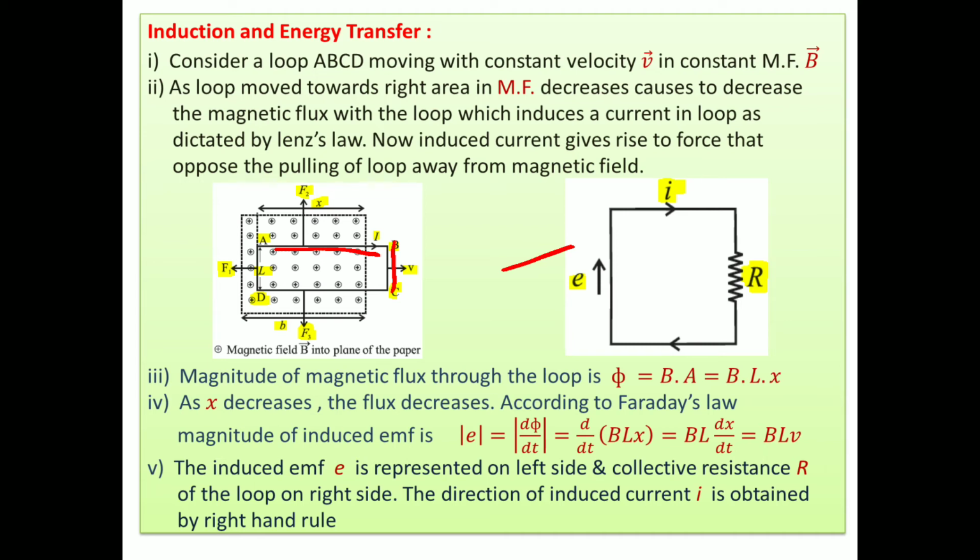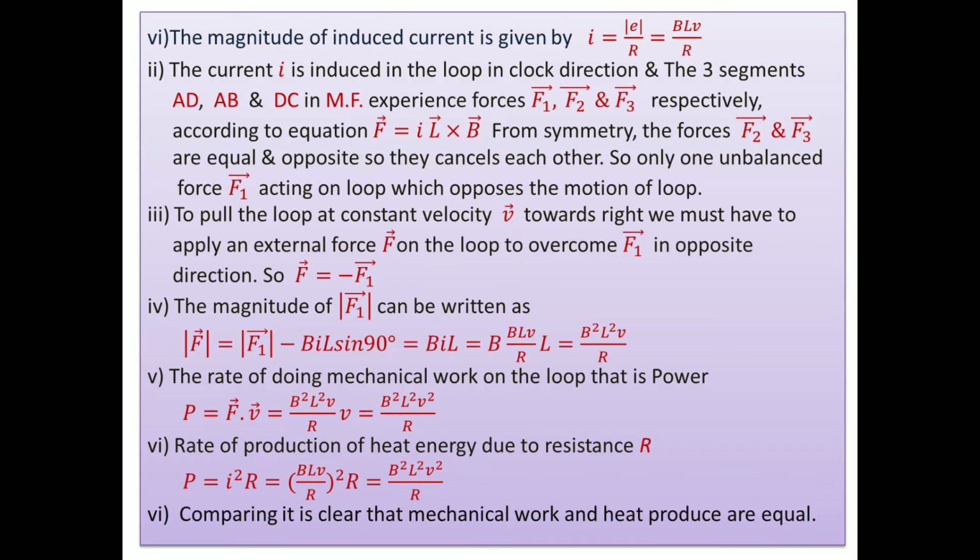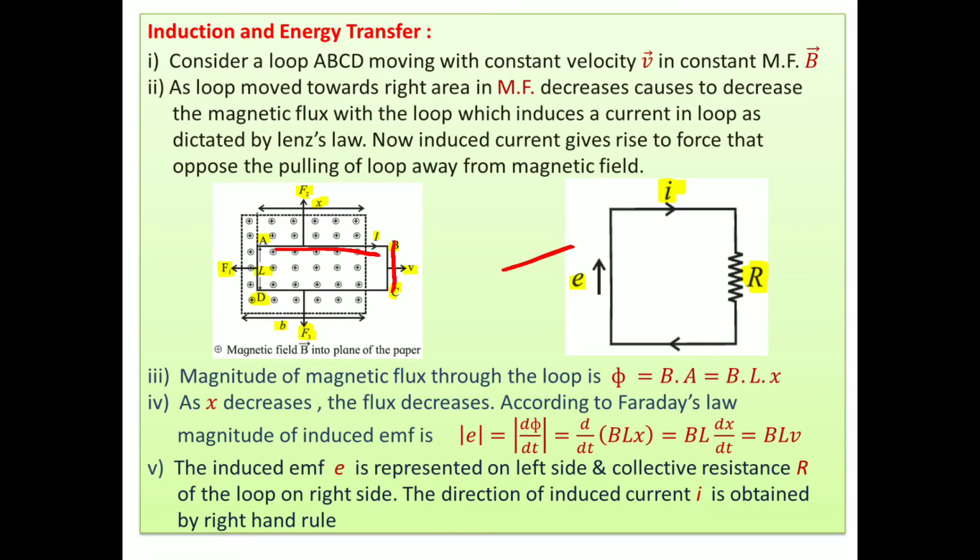Now look at the forces. The forces acting on these three are, say, F1, F2 and F3 on AD respectively. According to the equation, vector F equal to I vector L cross B, as discussed in chapter number 10. From symmetry, the forces F2 and F3 are equal and opposite, so they cancel each other. Look here, in this case, what happens?